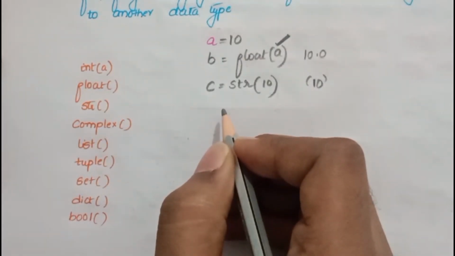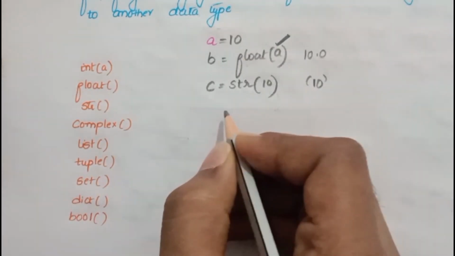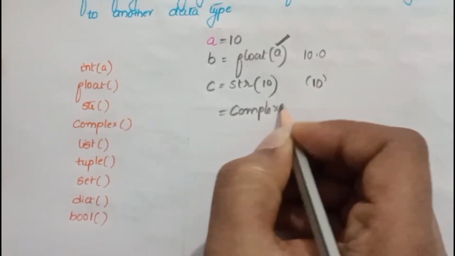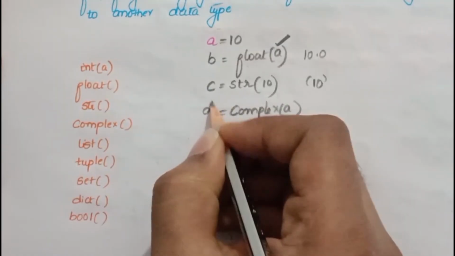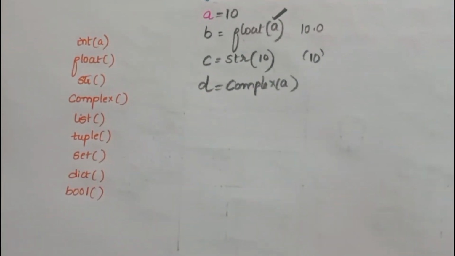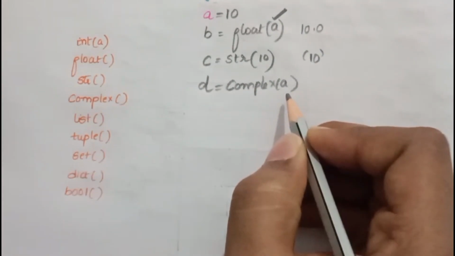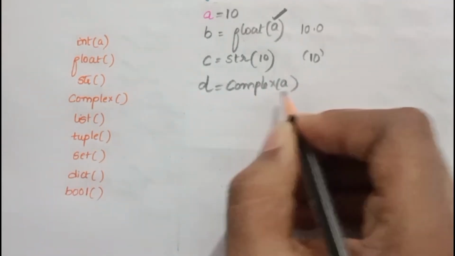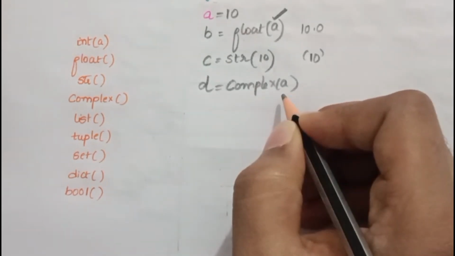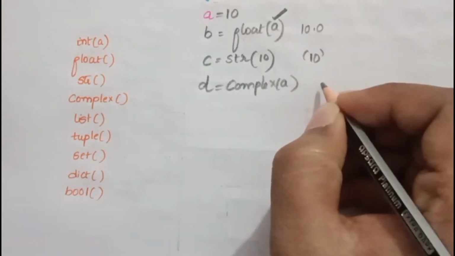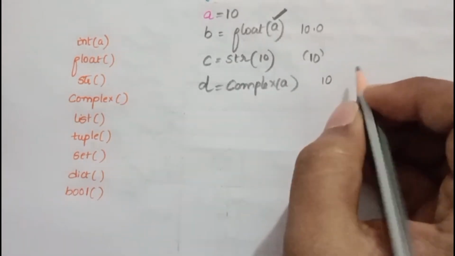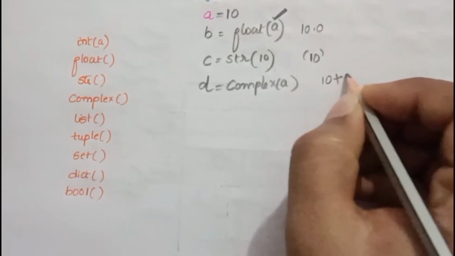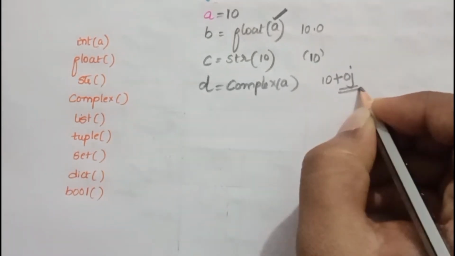If you want to convert the same into complex, write complex of a and store it in a variable d. What Python does is it converts the int data type into the complex data type. The value which gets stored in d is 10 itself. Then what about the imaginary part? The imaginary part, by default, will be 0.